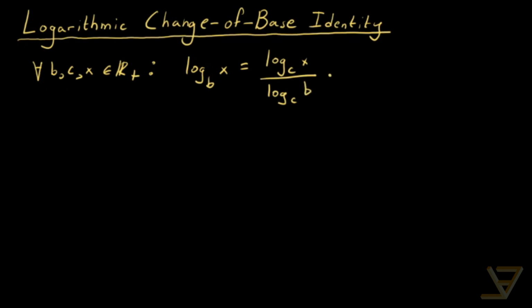This is quite a useful identity because it allows you to change what the base is into something else, which is from b into c. That can be helpful in simplifying expressions. And I'll show you a few examples of how this is useful after we prove this identity. So let's go ahead with proving it.